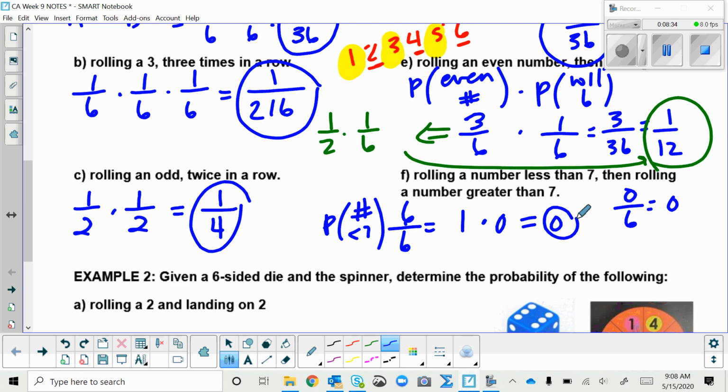Because when we're talking about this compound event, like more than one thing happening, you have to take both of them together. We said that is 100% probability you're going to roll a number less than 7, but you will never get that second event. So when you take both of those events together into one bigger situation, it will never happen.